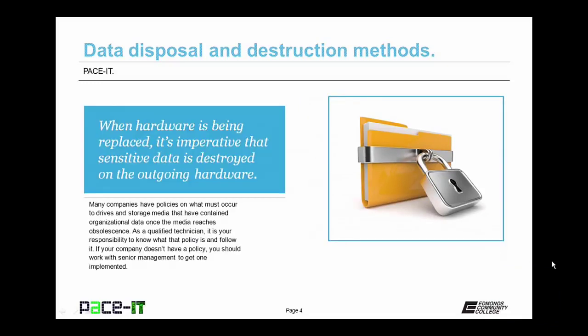So we need to begin this discussion by talking about what your organization's policy is. When hardware is being replaced, it's imperative that sensitive data is destroyed on the outgoing hard drive. A lot of companies have policies in place on what must occur to the drive and other storage media in order to ensure that their sensitive data does not leave their control. If your organization doesn't have a policy regarding this, then you should sit down with senior management and develop one. That is to ensure that their sensitive data remains under their control.